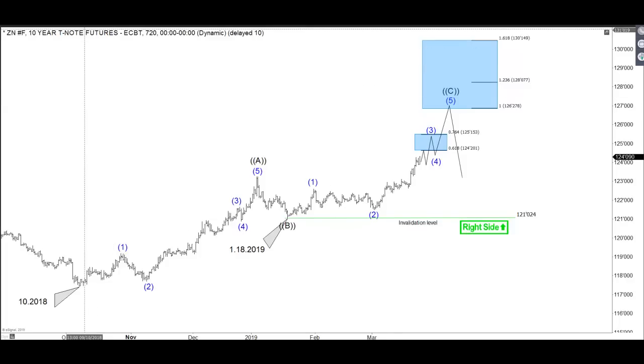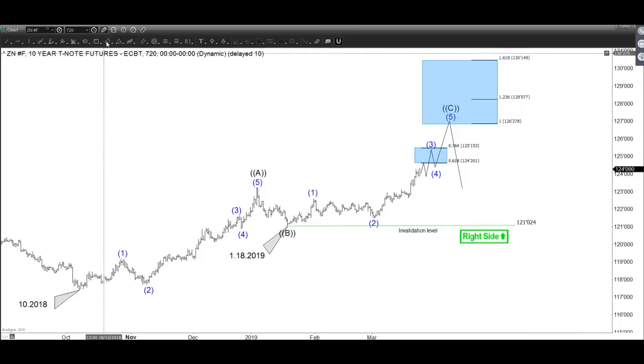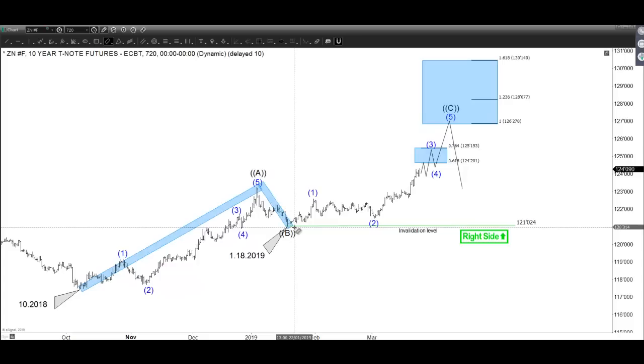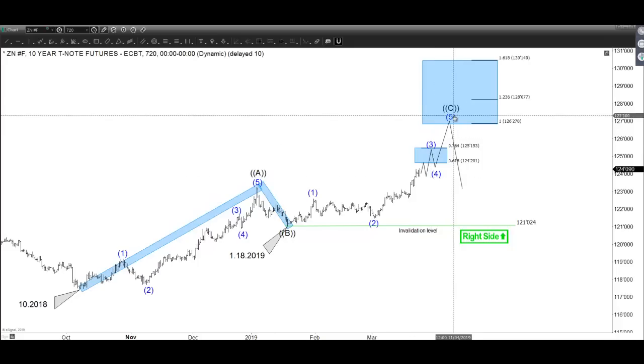All right. So the blue box that you're seeing on the chart is related to the A and B in black. That gives us the measured move target there. And if this is an ABC, then this is our 1, 2. We should be within the wave 3, and then we're looking for a pullback in the blue wave 4 before another leg to the upside.